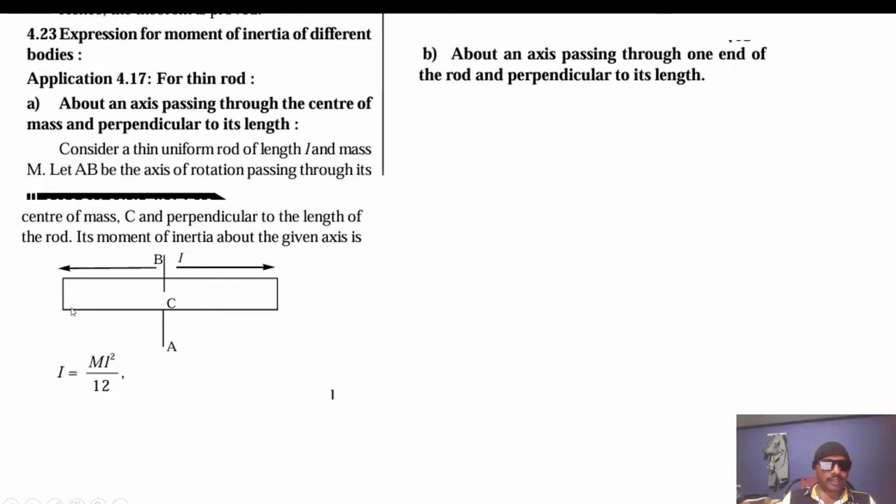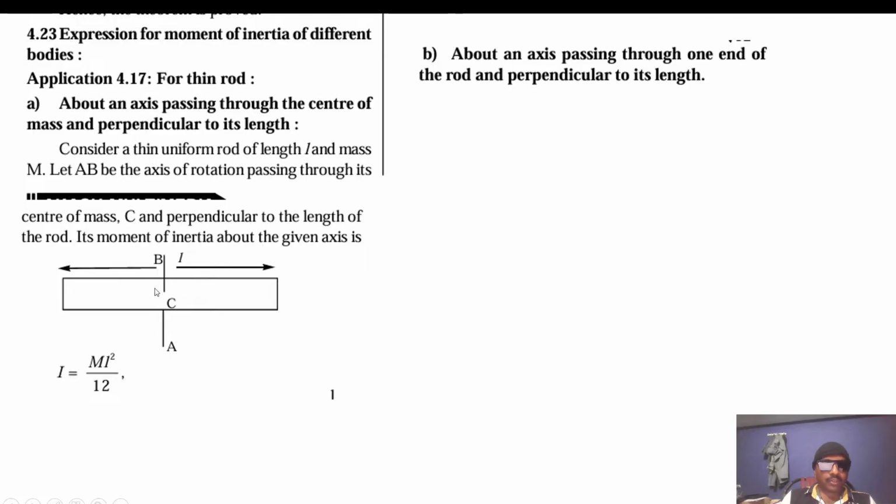Next, this is important. Uniform linear rod, which has its center of mass exactly at the middle of the rod. The moment of inertia is I equals m l square by 12. I am not deriving it here because there is not much time, so we have to revise all formulas quickly.